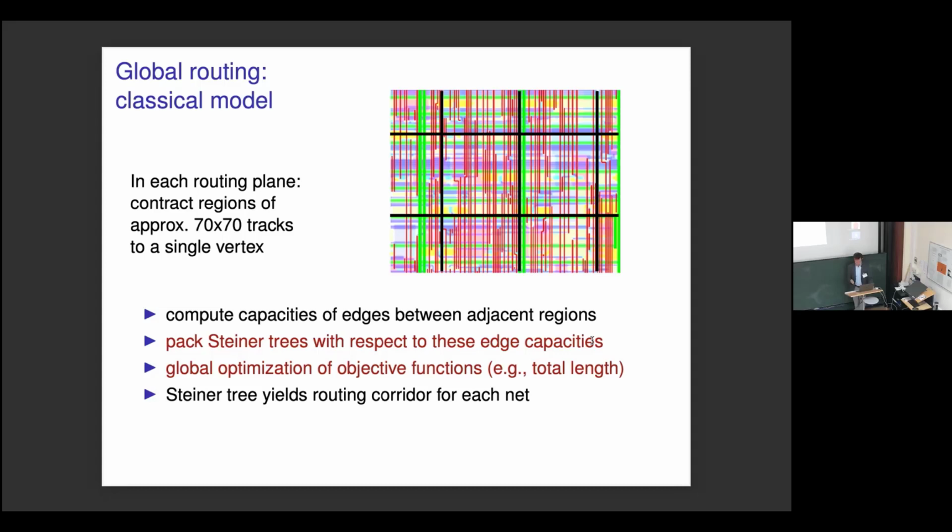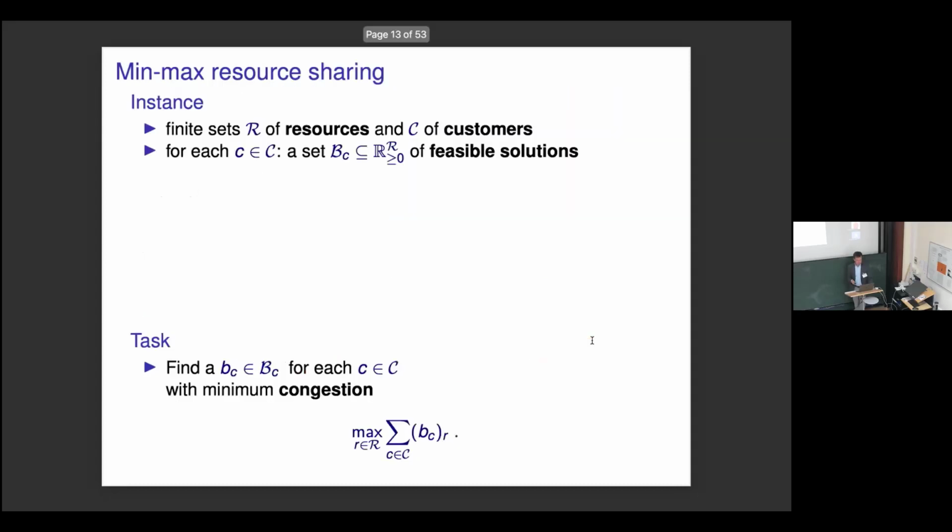So what have we gained here? We will see that actually this problem can be solved pretty well. And the model which we use to solve this, it has been called min-max resource sharing. And that's a very abstract model. And the advantage is that it allows us for including many more constraints that I haven't talked about yet. So here's the abstract model.